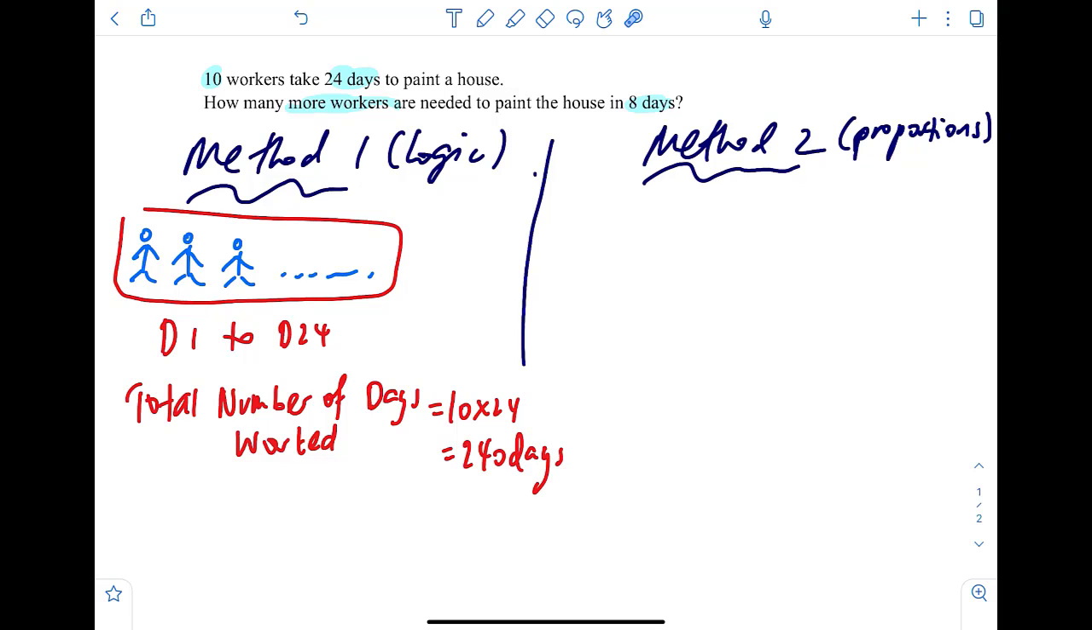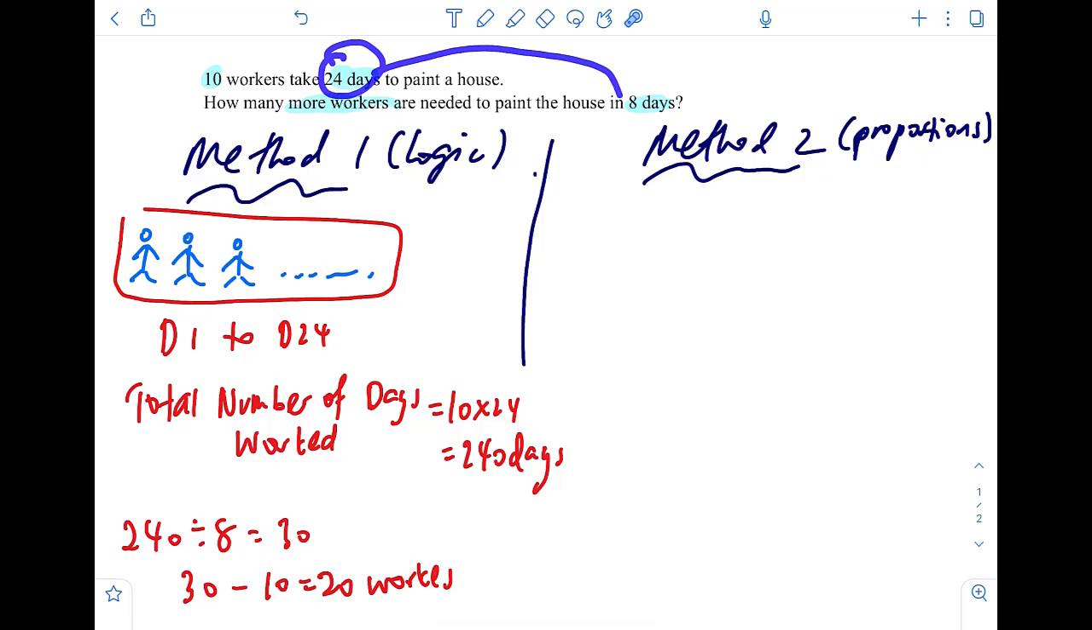So if you want to finish it in 8 days, how many workers do you need? 240 divided by 8. You need 30 workers. So how many more workers do you need? Originally you only have 10, so 30 minus 10 gives us an answer of 20 workers. As you can see, when the number of days decreases from 24 to 8, the number of workers needed goes up from 10 to 30, which brings us to our second method.